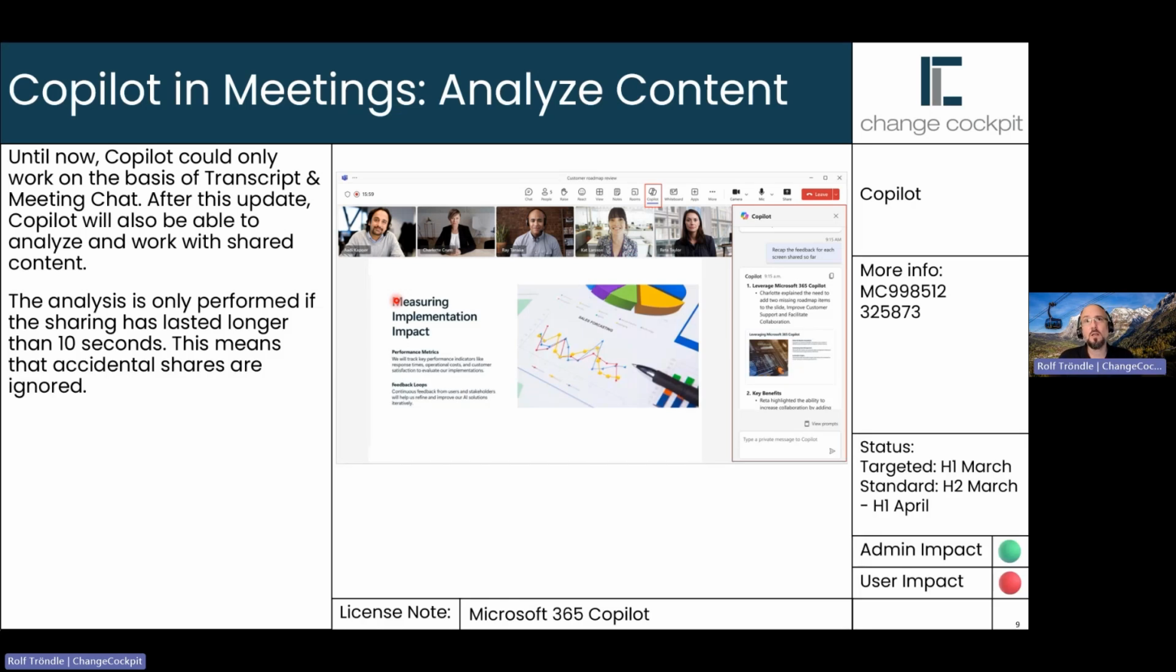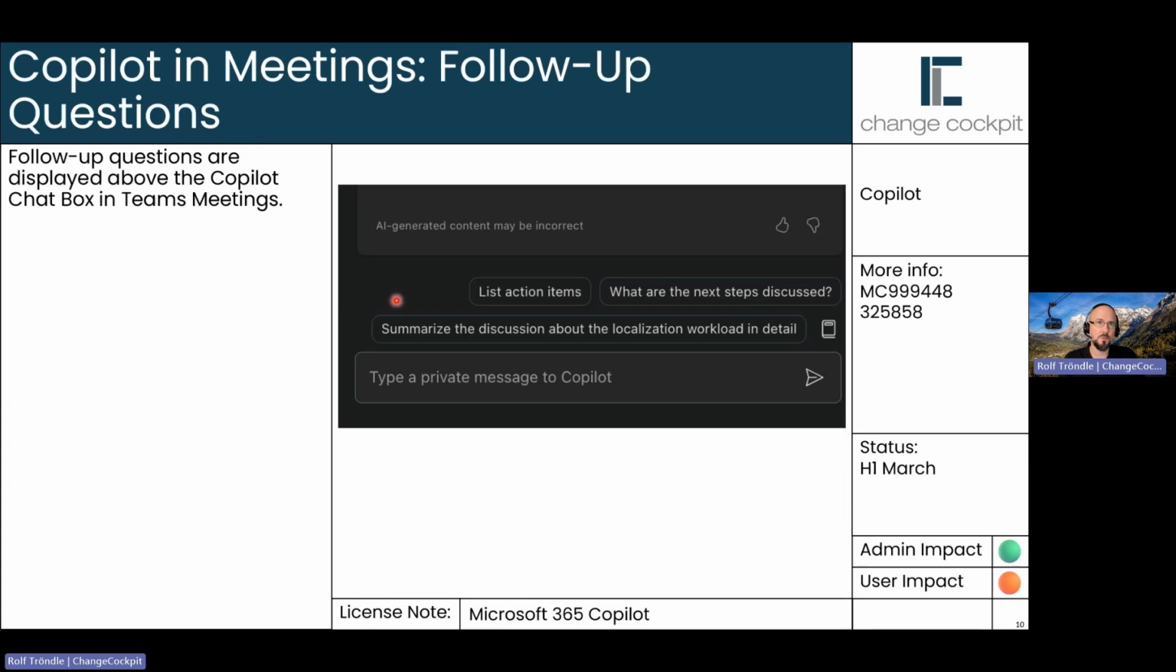But shared content will only be analyzed when it's being shared for more than 10 seconds, because accidental shares will then be removed from the Copilot analyze content function. Makes sense. So it will be possible to analyze everything that was shared for more than 10 seconds during a meeting, and you can ask your questions to this.